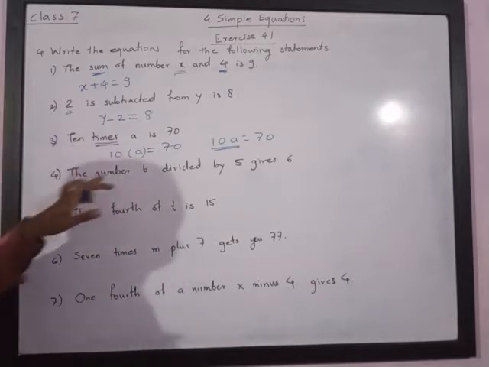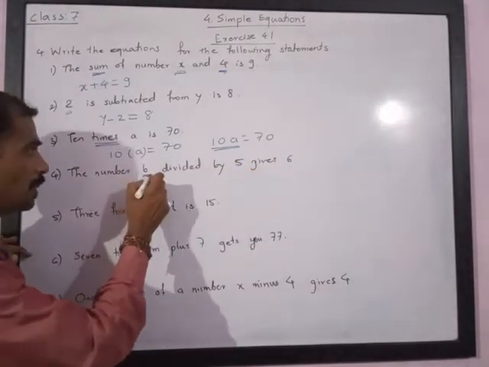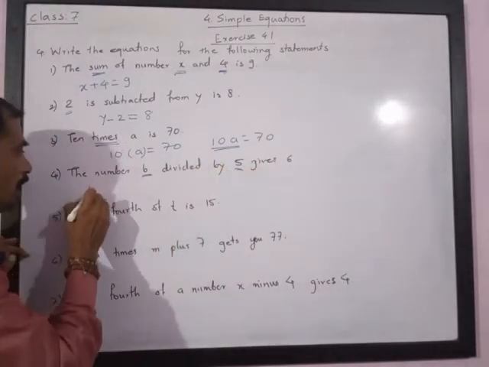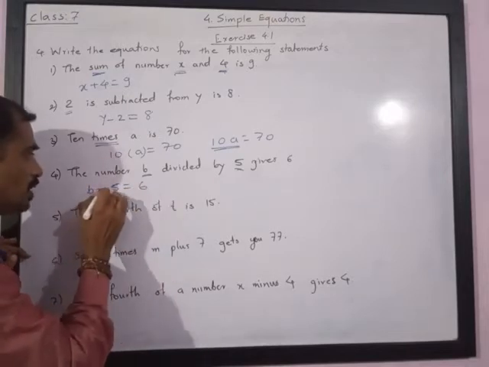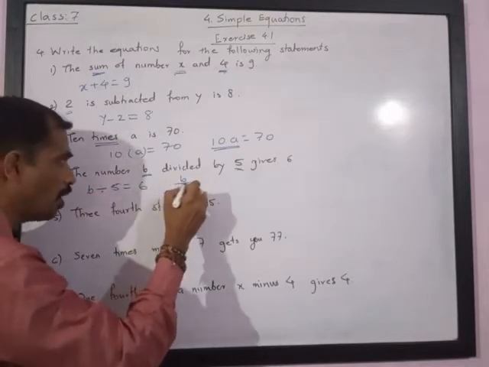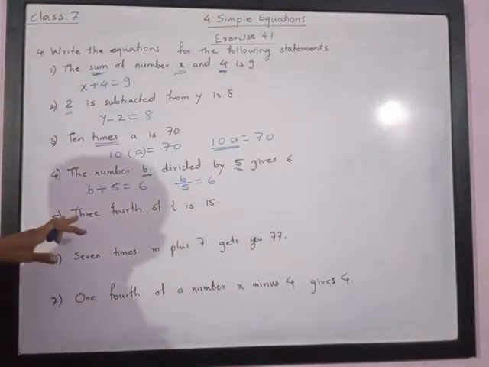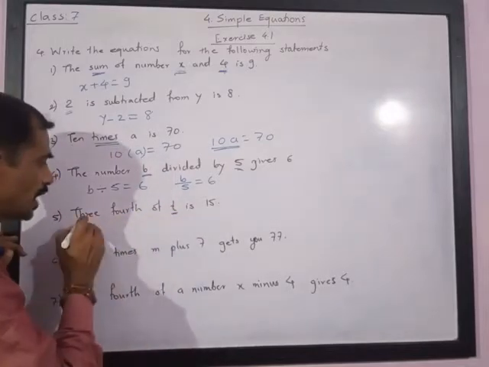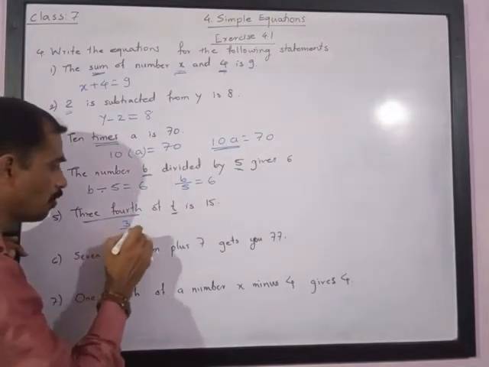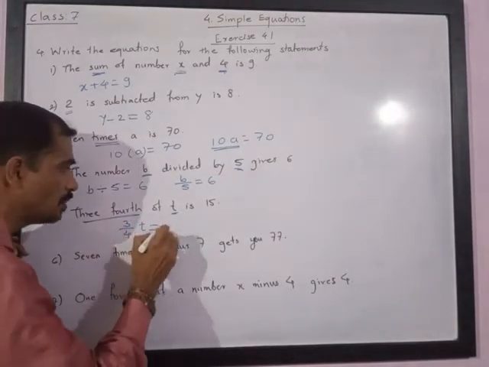Next is the number b divided by 5 gives 6. It means b is divided by 5. b divided by 5 is equal to 6. Now this division can be written as b upon 5 is equal to 6. Next is 3/4 of t is 15. 3/4 of t, try to understand, means 3 upon 4 times t. So 3/4 of t is 15.